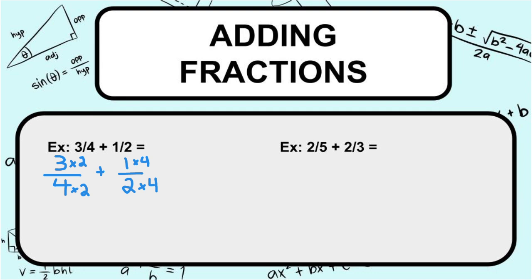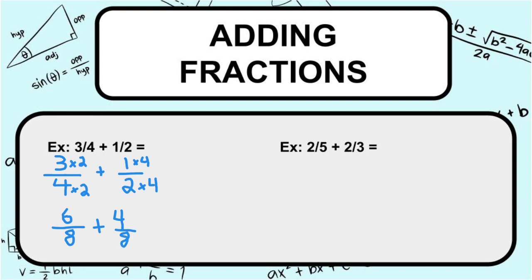So let's look at 3/4 first. I'm going to convert this fraction first. So 3 times 2 is 6, and 4 times 2 is 8. So my fraction now is 6/8. And now let's look at 1/2. 1 times 4 is 4, and 2 times 4 is 8.